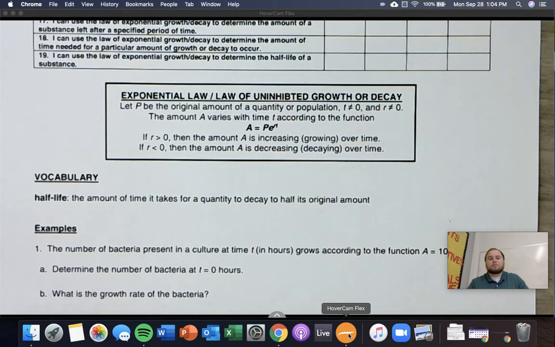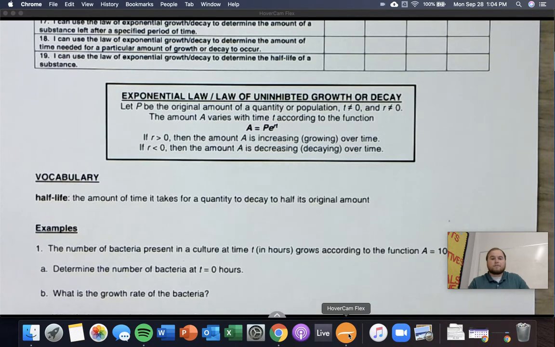P is the original amount of a quantity or population, and A is the amount after the amount of time t increases. R in this case is the rate. When r is greater than 0, it means that the amount is increasing over time, and when r is less than 0, it's going to be decreasing over time.